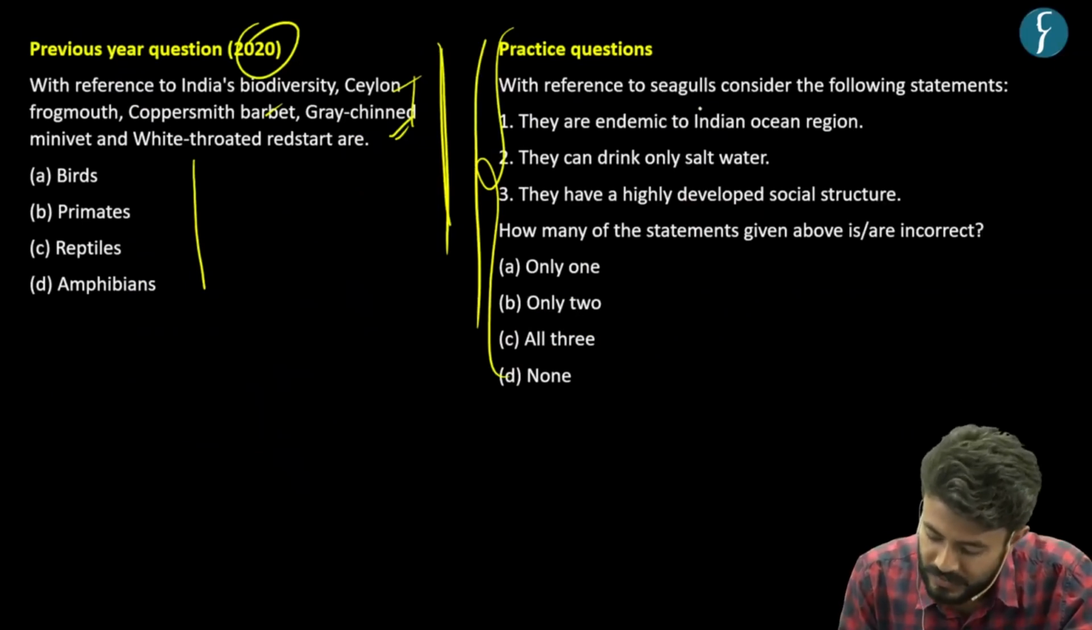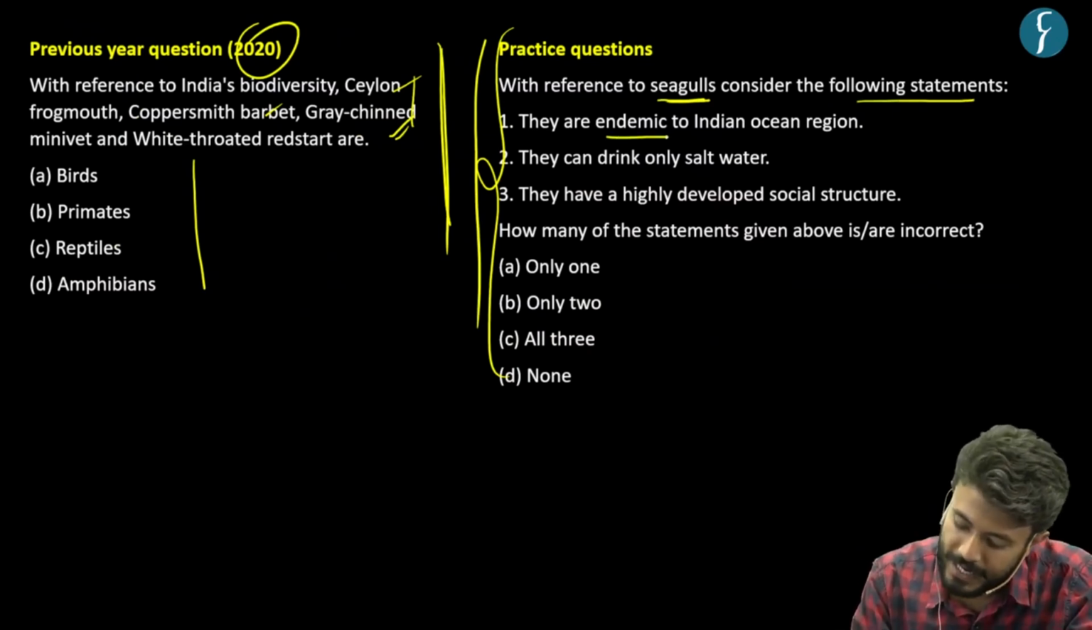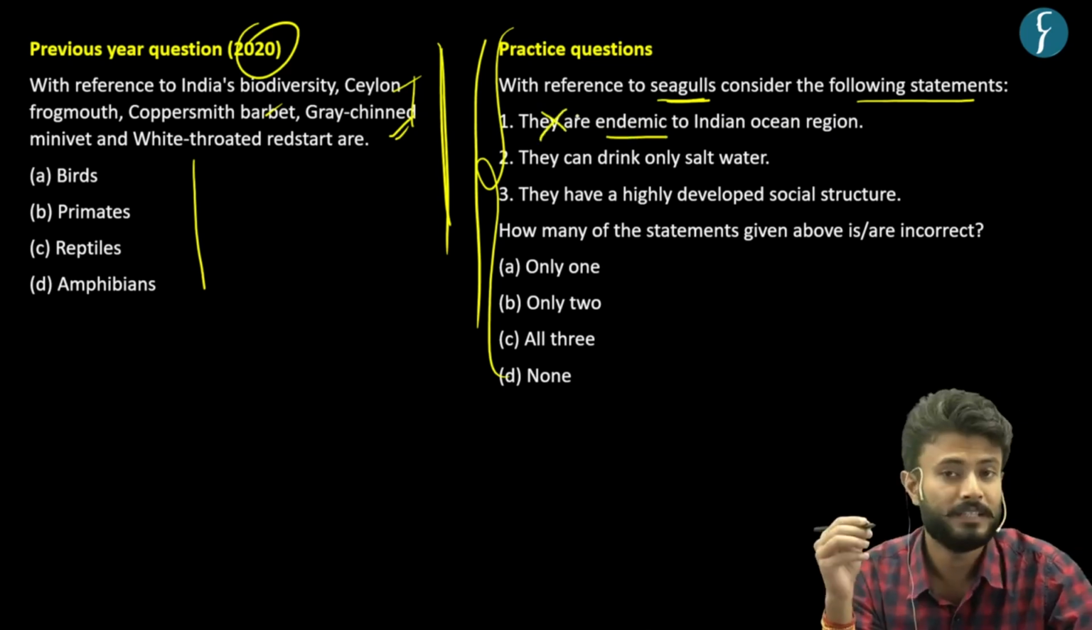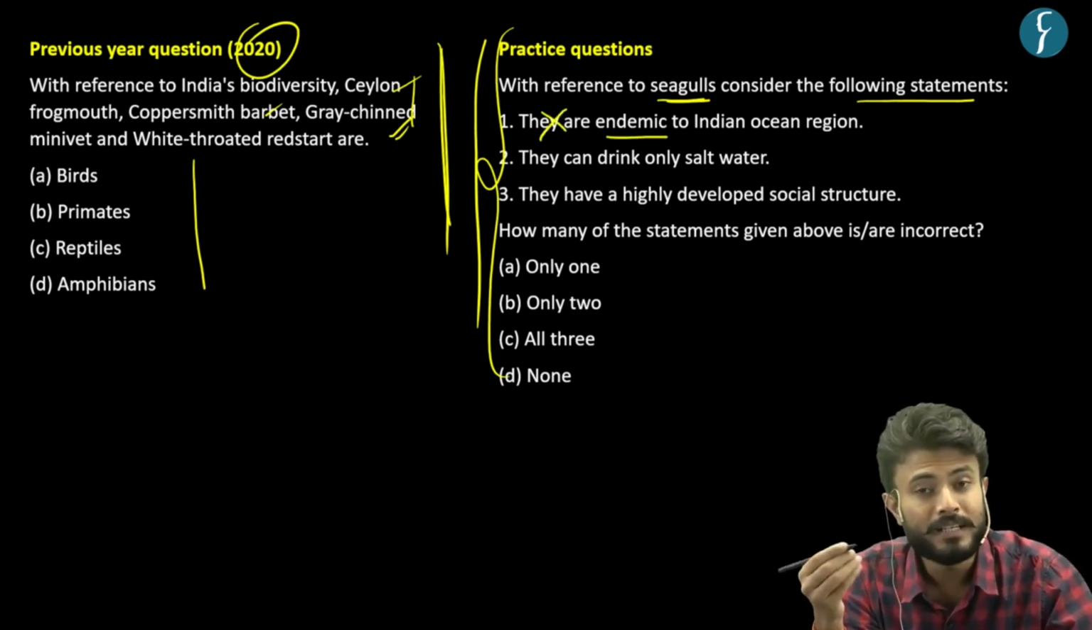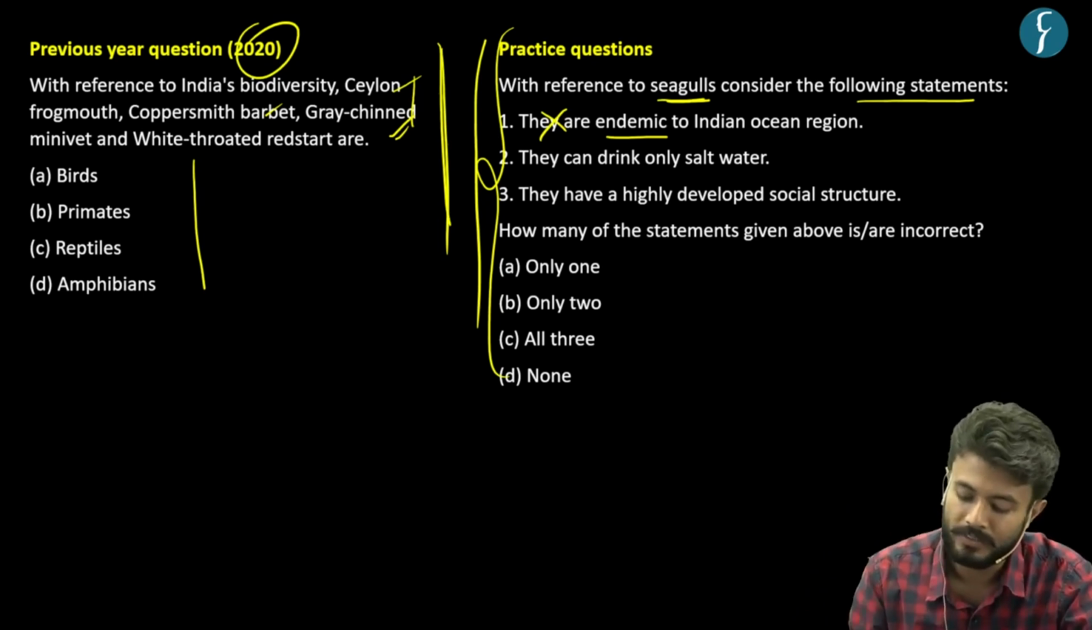The question says, with reference to the seagulls, consider the following statements. One, they are endemic to the Indian Ocean regions. As we have seen, they are not endemic, they breed in almost every continent. They are widespread in different regions. So obviously they are not endemic. So statement one is incorrect.